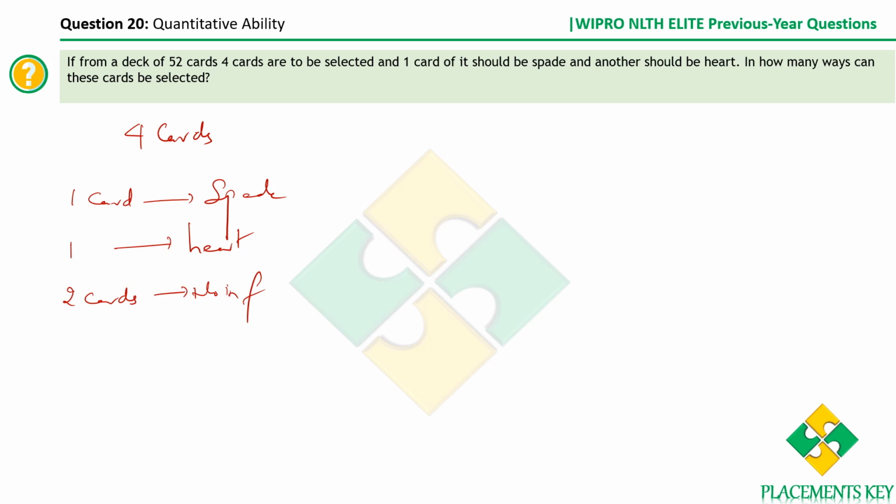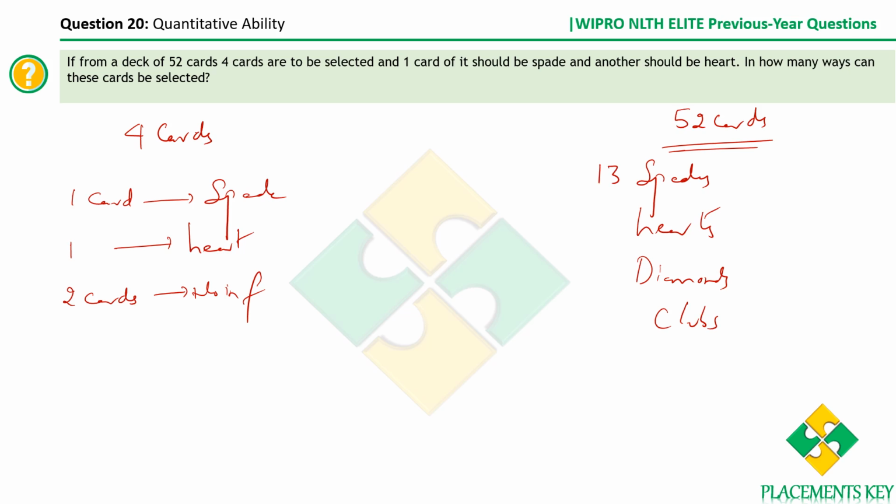Totally, we know how many cards are there. There are 52 cards, right? So what are the different types of cards? Basically, they are divided into 4 parts. We have spades, then we have hearts, diamonds, and clubs. Each of them has 13, so that we get 52 in all. Okay, this is what we have on a very basic note.